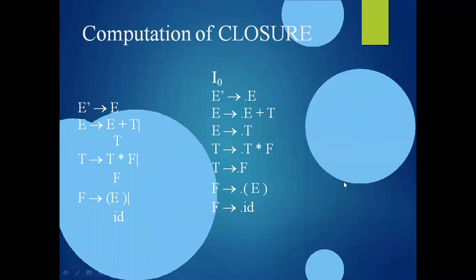Now I am not constructing the goto function; I am just learning how to construct the closure of I function. How? Just by putting a heading closure of I and writing whatever rules we have in G dash, the modified grammar, and inserting the dot at the right hand side of each and every rule. Then we complete the computation of the closure of I.